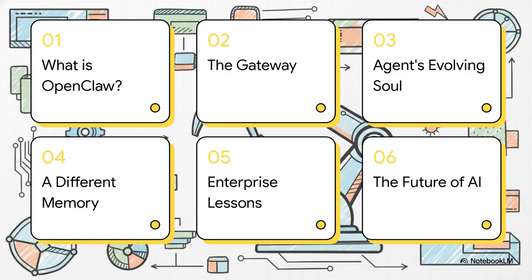So, how does it all work? Well, we're going to start with the basics of what OpenClaw even is. Then we'll dive into its core parts, the gateway, which is kind of like its heart, and this really fascinating text file system that gives it a soul. We're going to spend a good chunk of time on its unique memory system because it's so different, and see what lessons we can pull for the bigger picture.